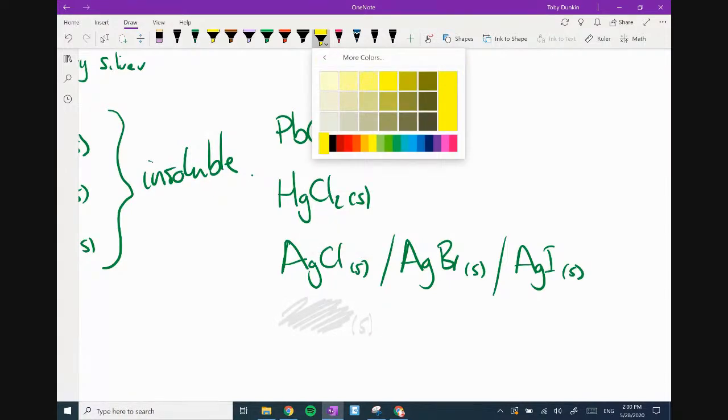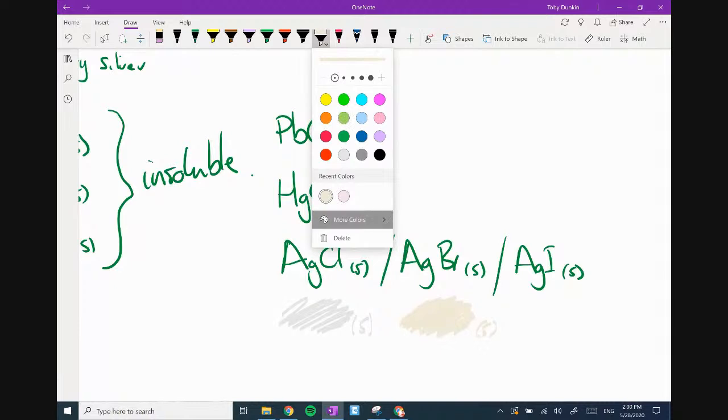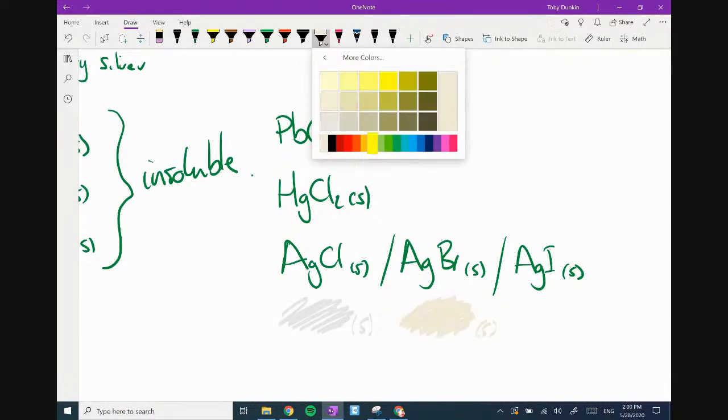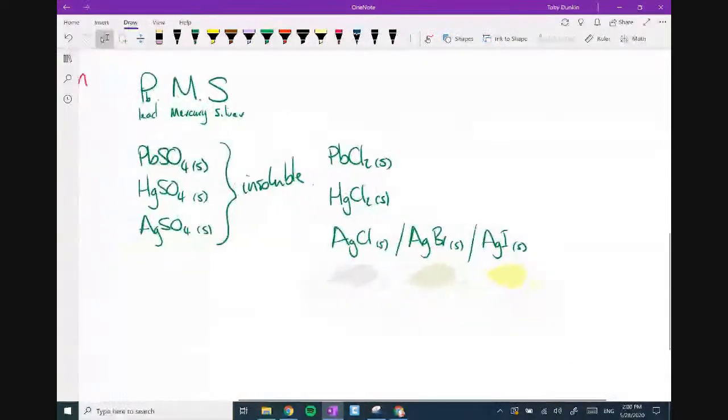More colors. Cream? Yeah, it's like that, isn't it? Your cream precipitate, that's your cream solid. Cream precipitate, and then you get your yellow. Yeah, we remember doing all this stuff. We then get our yellow precipitate for the silver iodide. We remember this on chemical tests. Yeah, silver solid, silver iodide. So these are all precipitates.